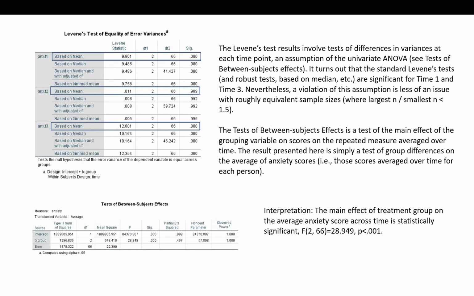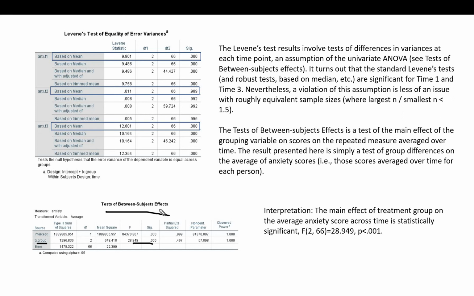Okay, so the next part of the output, you can see that we've got the test of between-subjects effects. So basically, if we average the anxiety scores across time for each of the groups, that's what this test basically is. It's essentially an analysis of variance. And you can see right here that we have statistical significance. So that's indicating that there are significant differences across the treatment groups with respect to the average anxiety scores.